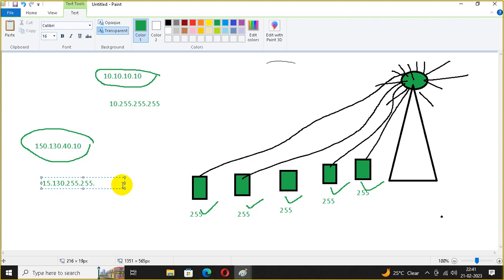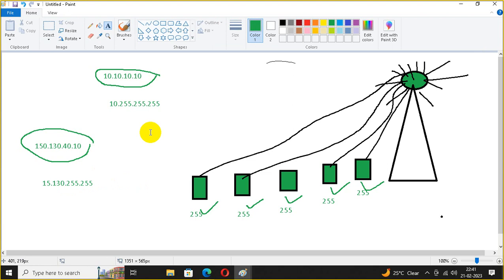Is that clear? Yes, sir. Perfect. So let's have a recap. We have understood network communication systems, IP address size, IP class, subnet mask, range, network address, broadcast address, all those things. Right? Yes, sir. Perfect.